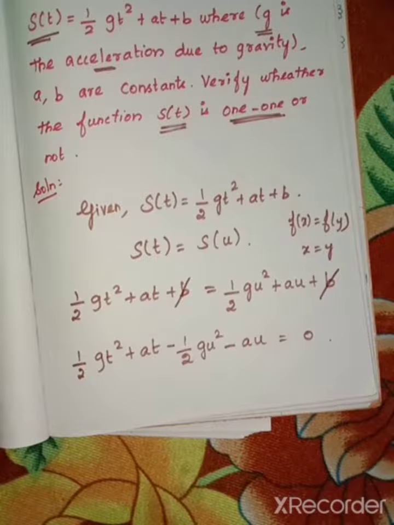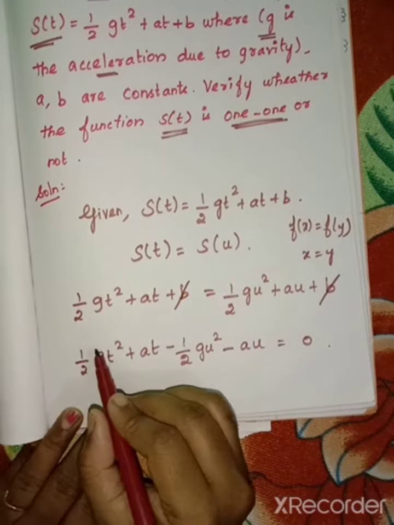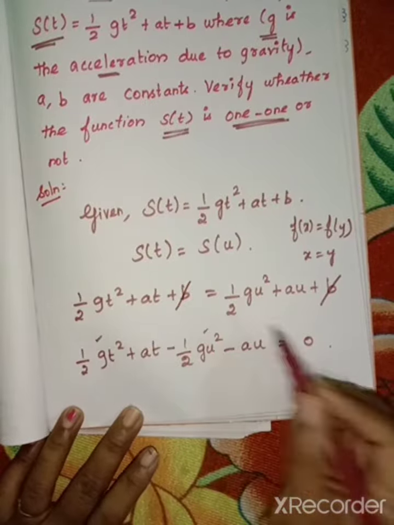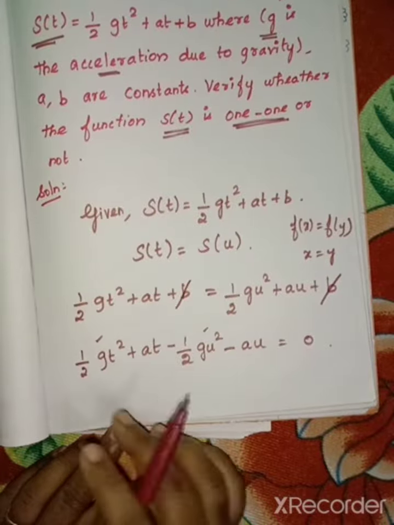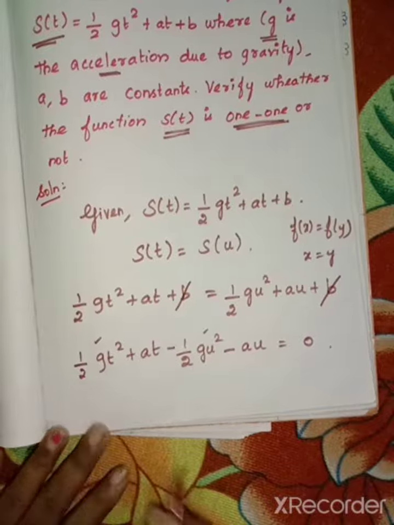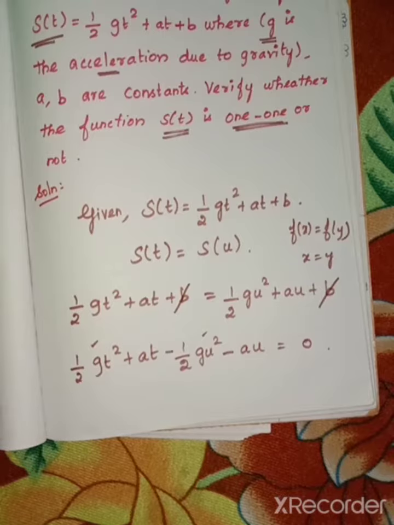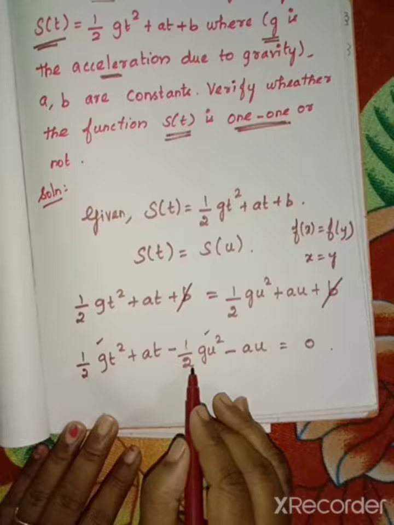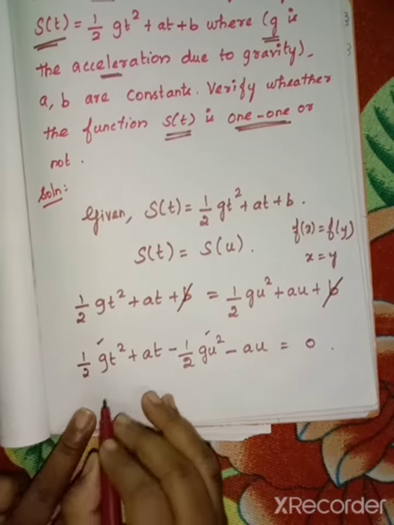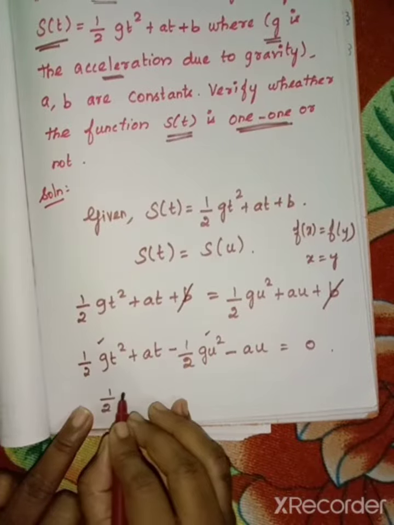Now if we have any common term, here we have 1 by 2g, here also we have 1 by 2g. If we take it common, because we want to reduce the equation, only if we reduce can we solve it. So if you have any common term, we have to take it outside. So the first and third terms have a common term, that is 1 by 2 into g.